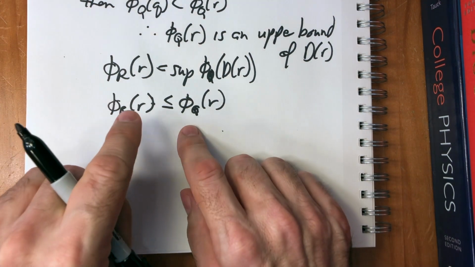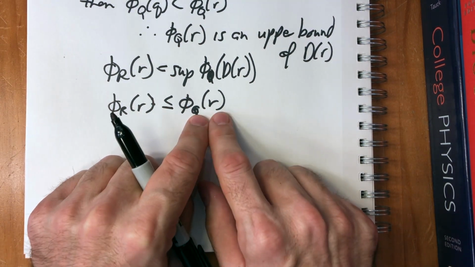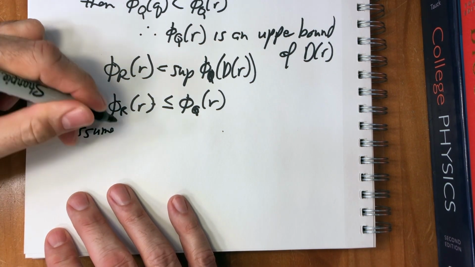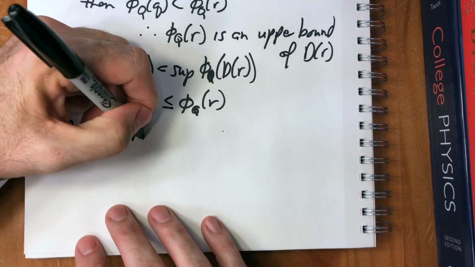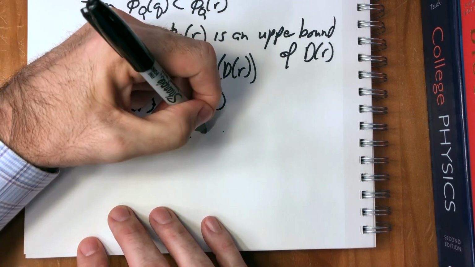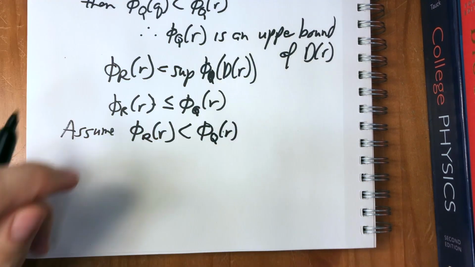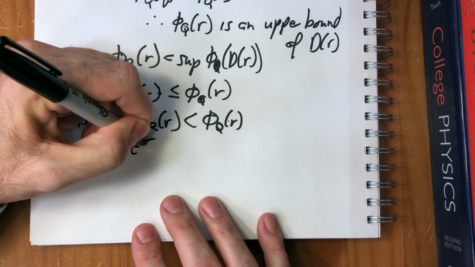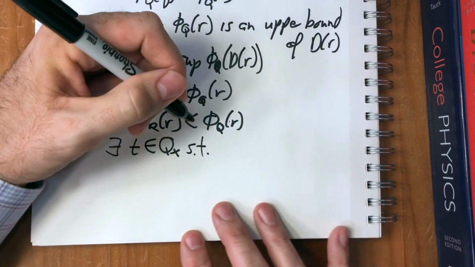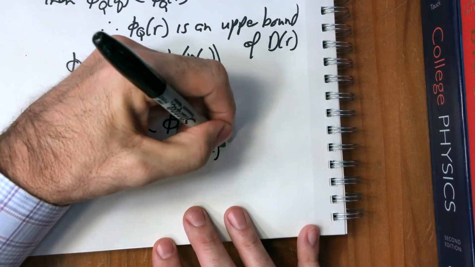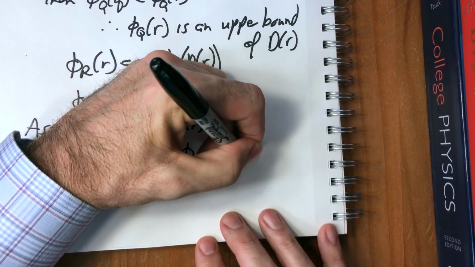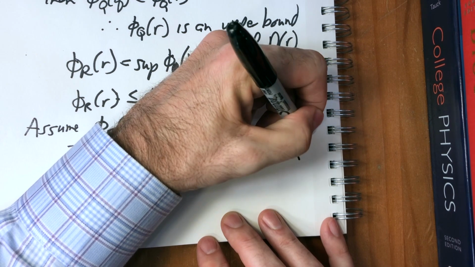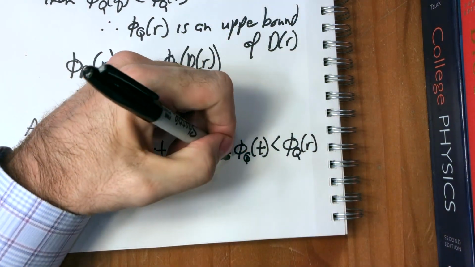We're trying to prove that phi R of r is not less than phi Q of r. We're going to do that by assuming the opposite. So assume that phi R of r is strictly less than phi Q of r. Then, because of the density of rationals, there exists a rational number t in X such that phi R of r is less than phi Q of t, which is less than phi Q of r.